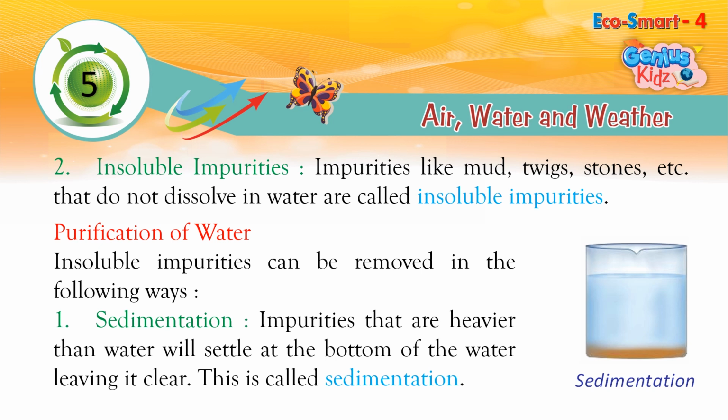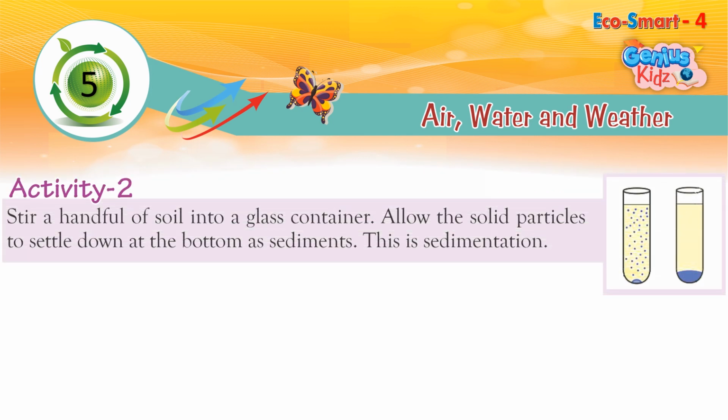Purification of water. Insoluble impurities can be removed in the following ways. 1. Sedimentation. Impurities that are heavier than water will settle at the bottom of the water, leaving it clear. This is called sedimentation. Activity 2. Stir a handful of soil into a glass container. Allow the solid particles to settle down at the bottom as sediments. This is sedimentation.